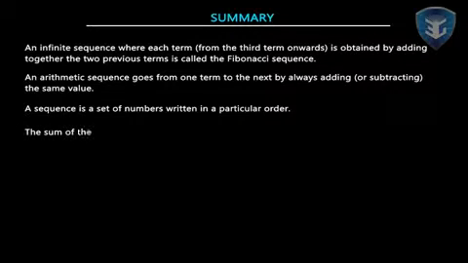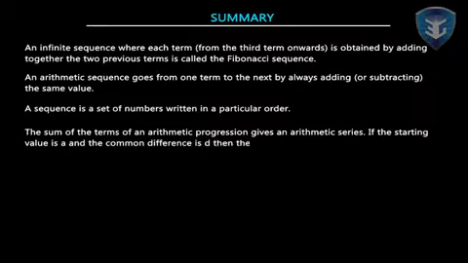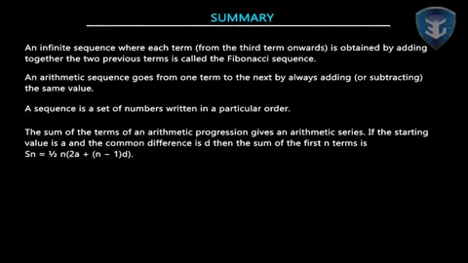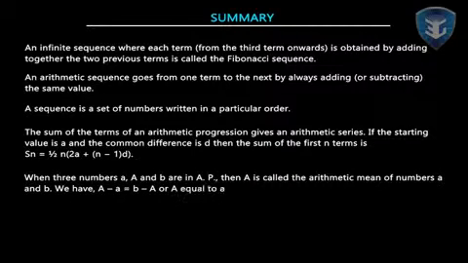The sum of the terms of an arithmetic progression gives an arithmetic series. If the starting value is a and the common difference is d, then the sum of the first n terms is Sn equals n/2 times (2a plus (n minus 1)d). When three numbers a, A and b are in AP, then A is called the arithmetic mean of the numbers a and b. We have A minus a equals b minus A, or A equals (a plus b)/2.